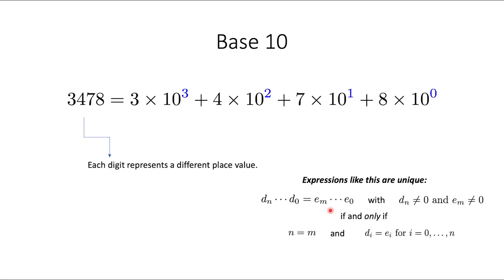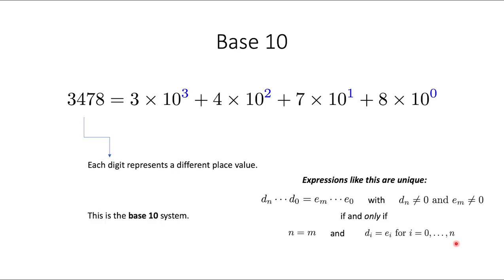Then if I take 2 of these numbers, they're equal to each other if and only if, first of all, the length of these numbers are the same. So n is equal to m. This means that D and E both have the same number of digits. And secondly, if these 2 numbers are equal, that means that each of these digits have to be equal on both sides. In other words, Di is equal to Ei for i ranging from 0 all the way to n. So this is a really important feature of our number system because it means that we can't write down 2 different expressions which look different but actually represent the same thing, because that would be confusing.